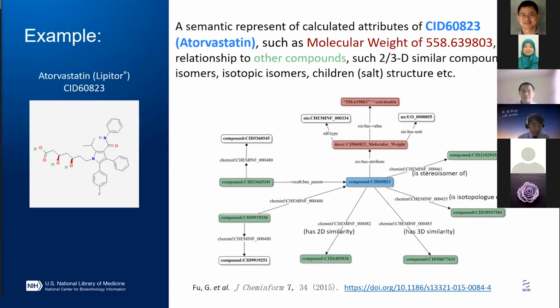What's more, PubChemRDF also represents many attributes of this drug. For example, it has a molecular weight of 558, and its related compound structures. For example, its stereo isomers, its isotopic isomers, and its salt structure, or parent structure, and its 2-dimensional or 3-dimensional similar compounds. All these associations can be represented in the RDF graph.